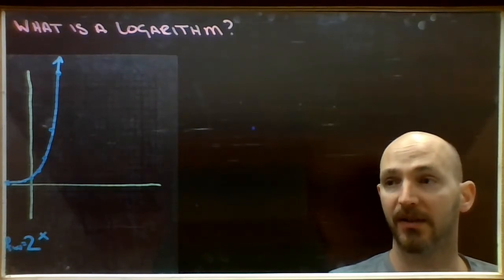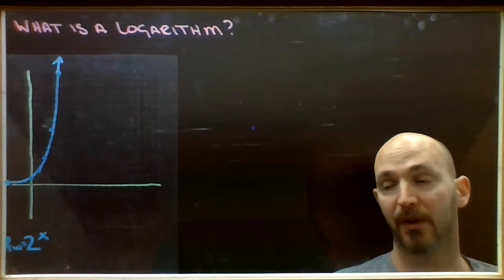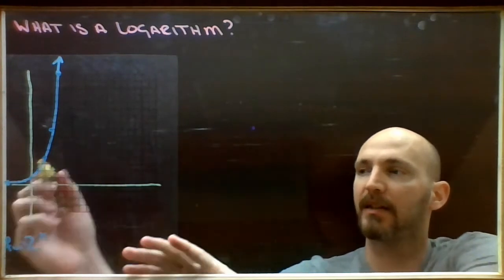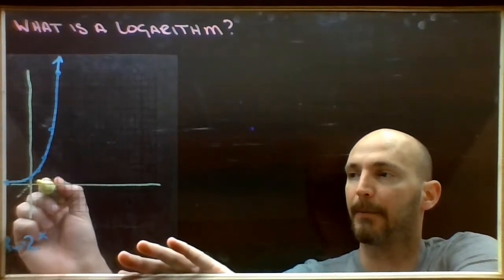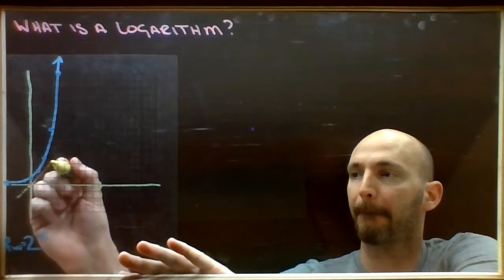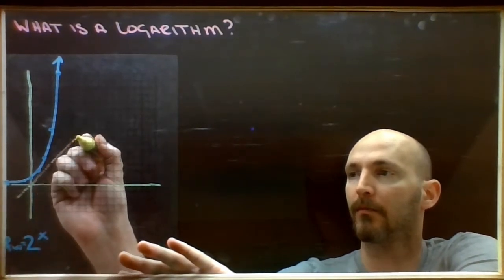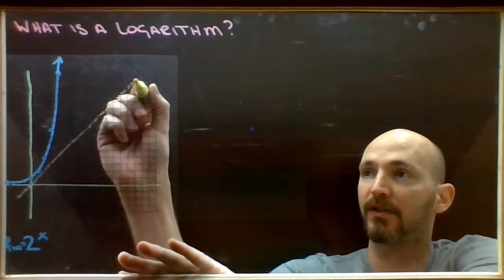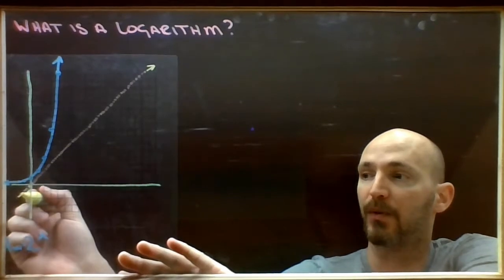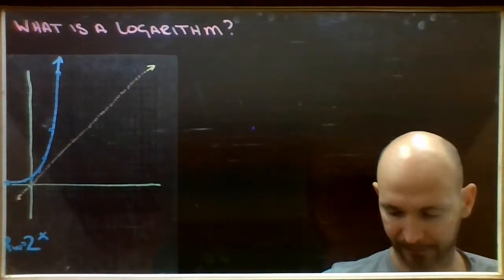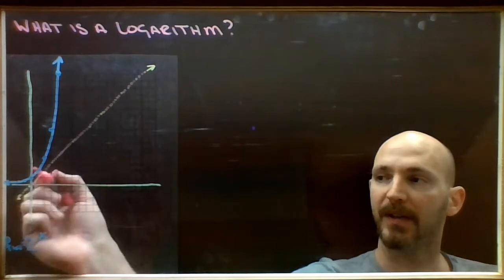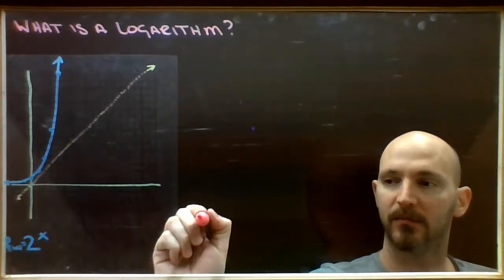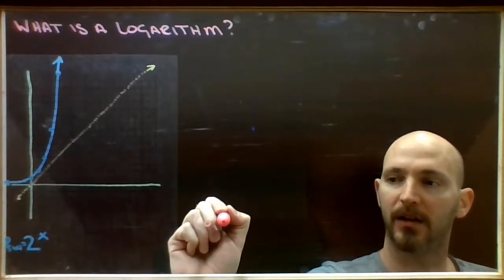So in order to draw for you the function log base 2 of x, I'm going to find the line y equals x here. I'm going to dot it in for you. And I'm going to take my 2 to the exponent x function and reflect it across that line. So this point right here was 0 on the x and 1 on the y.